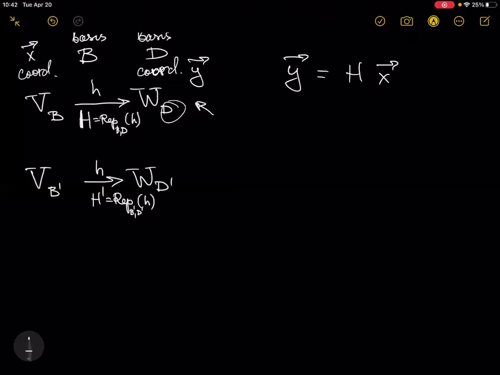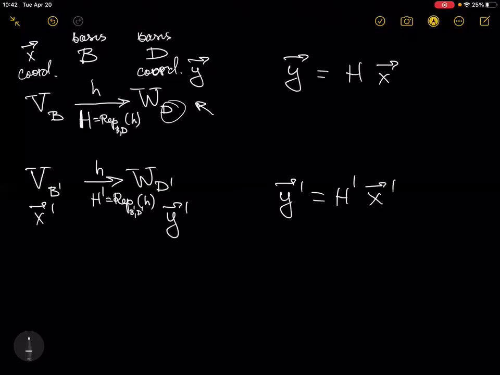Is it clear or not? It's clear. Okay, here I have X prime, and here I have Y prime, right? So in order to find Y prime, I need to use H prime on X prime, right? Like that.